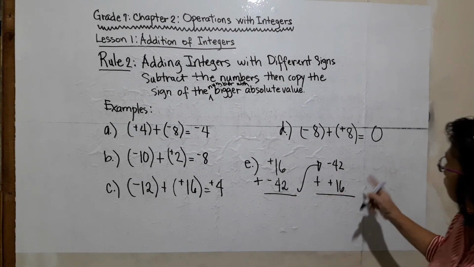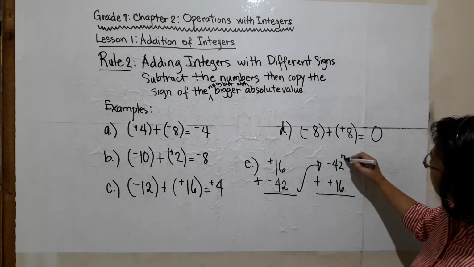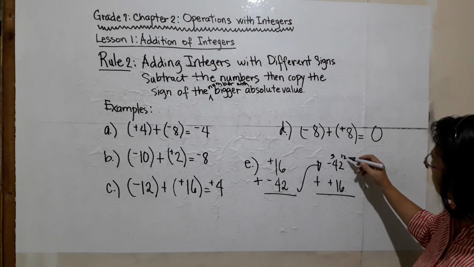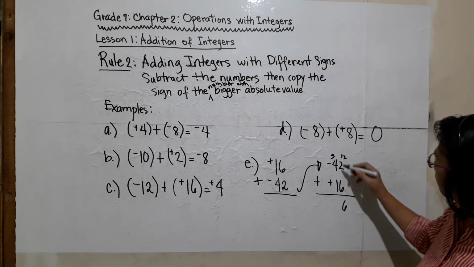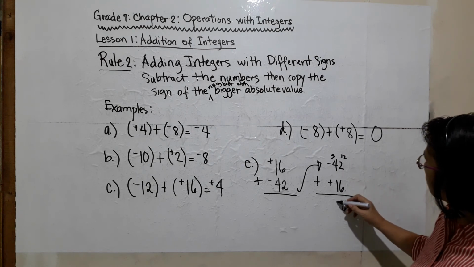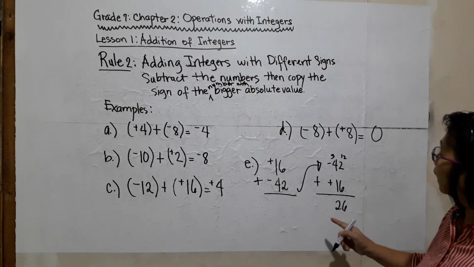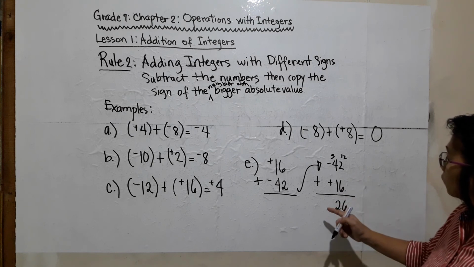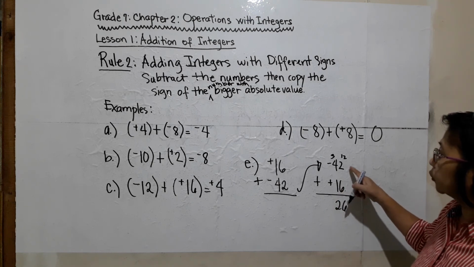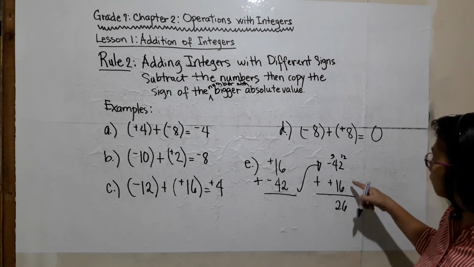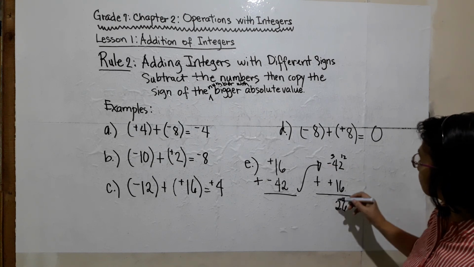Okay? So subtract. So this will become 12, this will become 3. 12 minus 6 is 6. 3 minus 1 is 2. Take the sign of the number with the bigger absolute value. So negative 42 has bigger absolute value than positive 16. So take the sign negative.